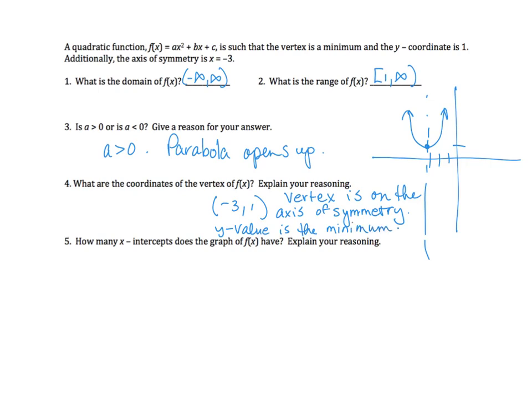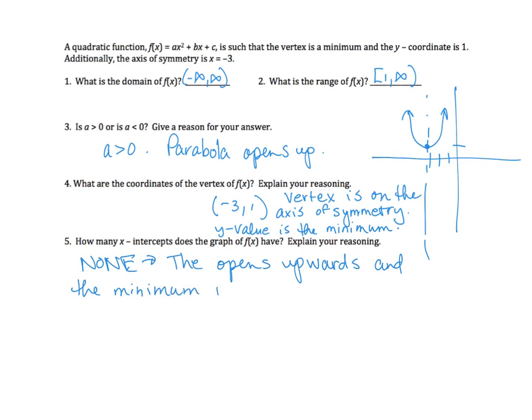And then it says, how many x-intercepts does the graph of f of x have? Well, based upon our little sketch there, it's not going to have any. The parabola opens upwards, and the minimum is above the x-axis. So there cannot be any x-intercepts.